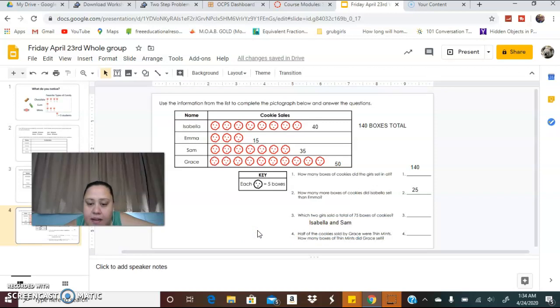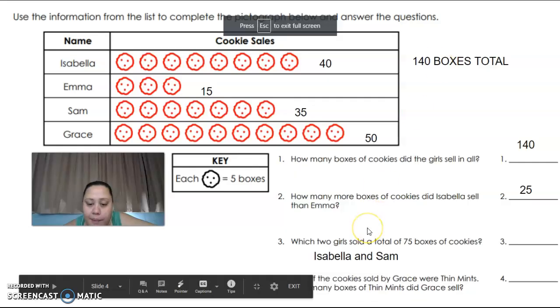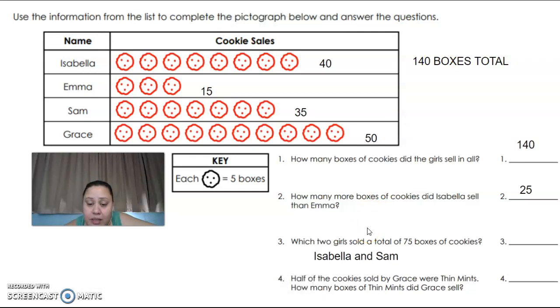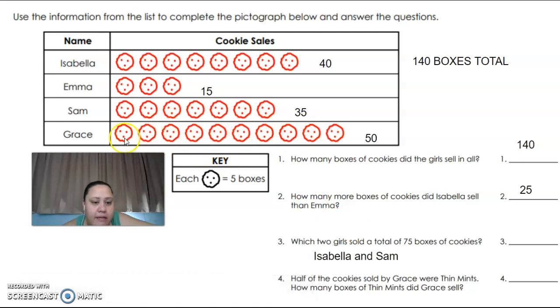And the last one, half of the cookies sold by Grace were Thin Mints. She probably sold it all to me because I love me some Thin Mints, Grace. If half the cookies sold by Grace were Thin Mints, how many boxes of Thin Mints did Grace sell? Well, half of these cookies that we drew right here were Thin Mints. Well, we have 1, 2, 3, 4, 5, 6, 7, 8, 9, 10 cookies. So half of 10 would be 5.